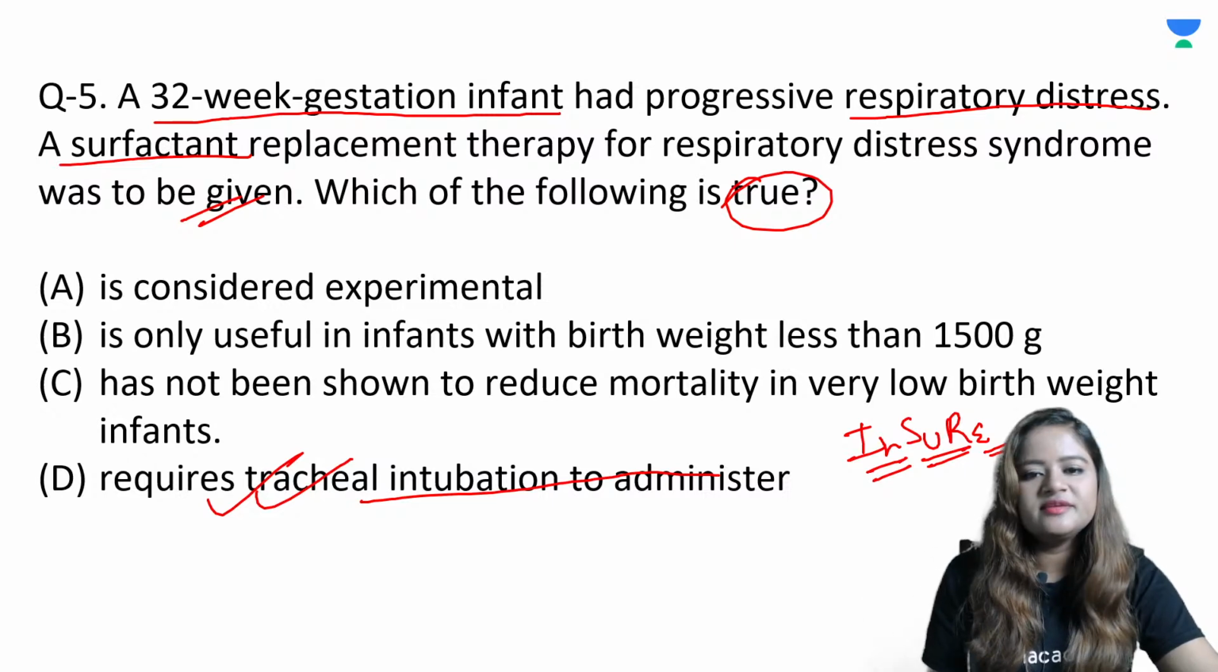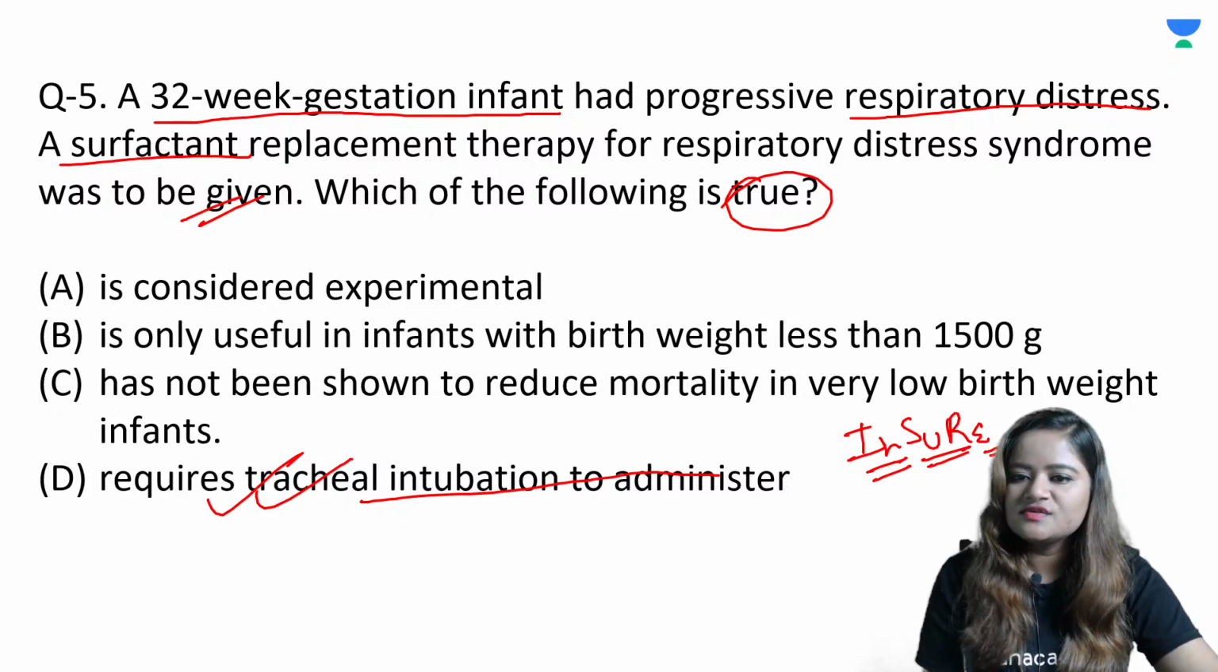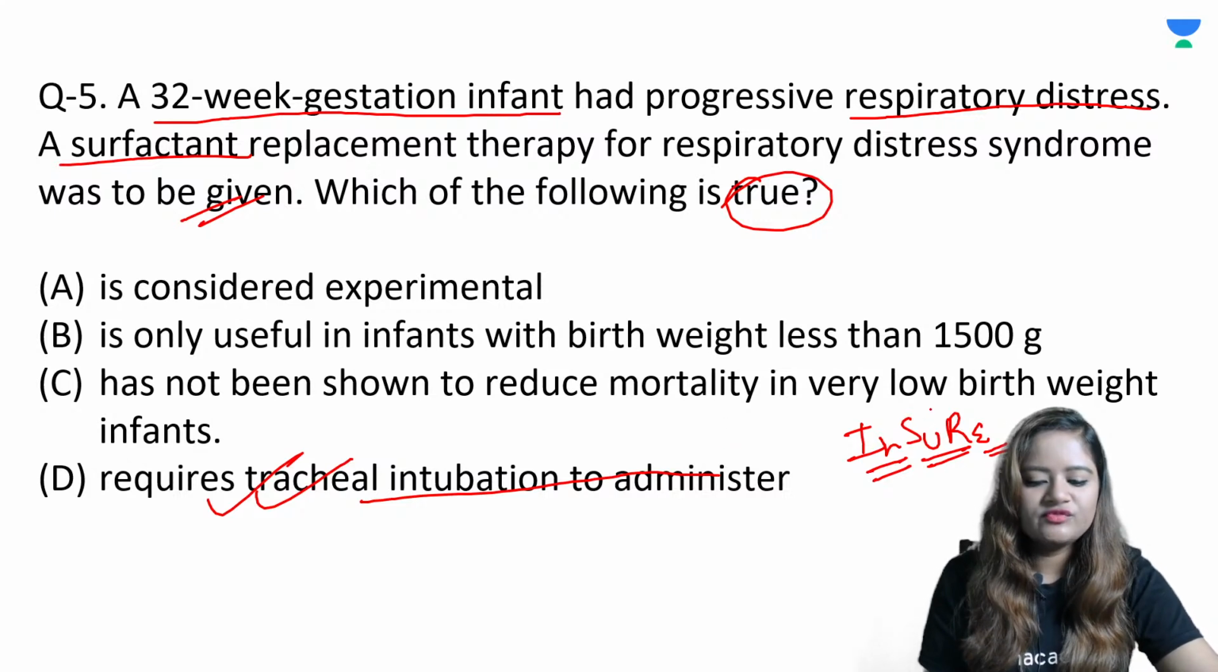You just have to intubate the baby. You have to give the accurate dose of surfactant. You have to do the ambu so that the surfactant gets diffused out in the lungs. And after the whole procedure is done, you have to extubate the baby. It's not a lengthy procedure also. So it is always given by doing a tracheal intubation so that it directly goes inside the lungs.